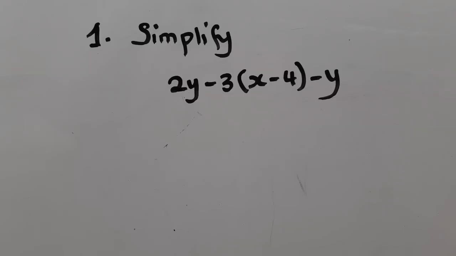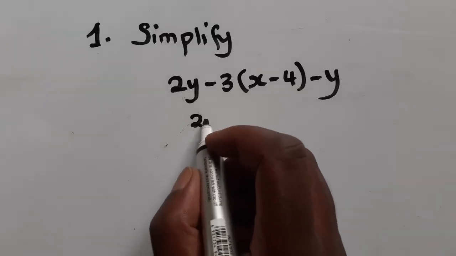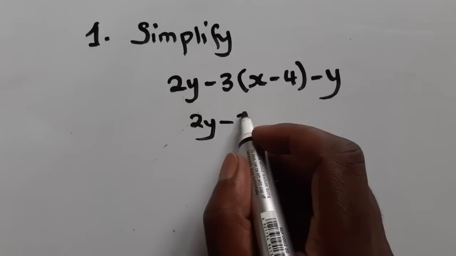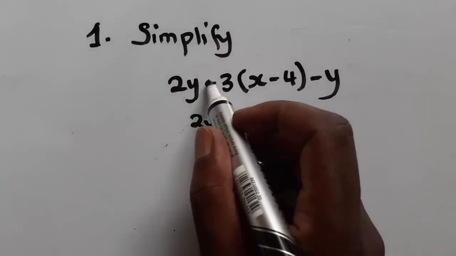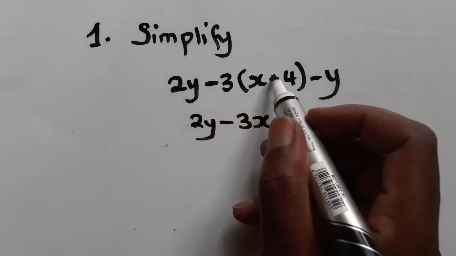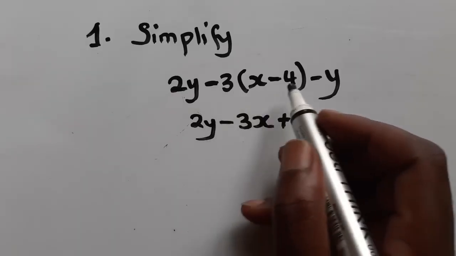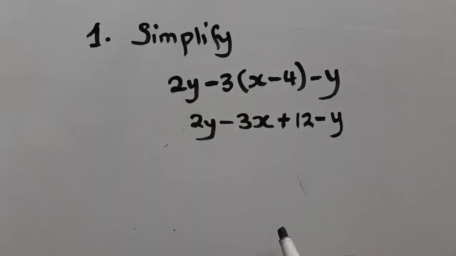So this is our question 1. How do we solve? So as you may know, the first thing that we're supposed to do is to get rid of the brackets here. So we're going to have 3 multiplied by x, we'll get 3x. This minus here, please take note, the minus and the minus here, we're going to have a plus 12. 3 multiplied by 4, we get 12 minus y.